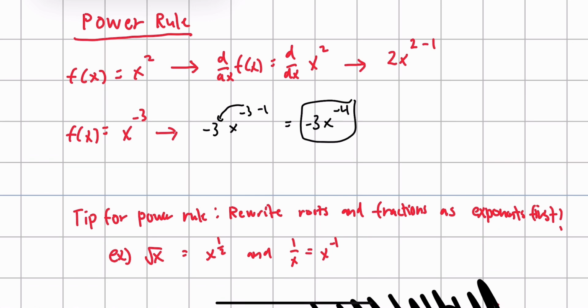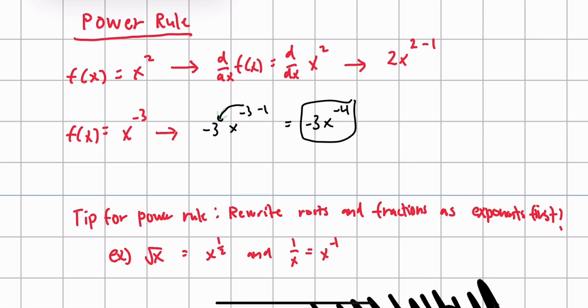Try this example. What is the derivative of x to the negative power of 3? Alright, our first step here is to bring the 3 down, so we get negative 3x. Then we're going to want to subtract 1 from the negative 3. Negative 3 minus 1 is negative 4, so the answer for the derivative of x to the negative power of 3 is negative 3x to the power of negative 4.